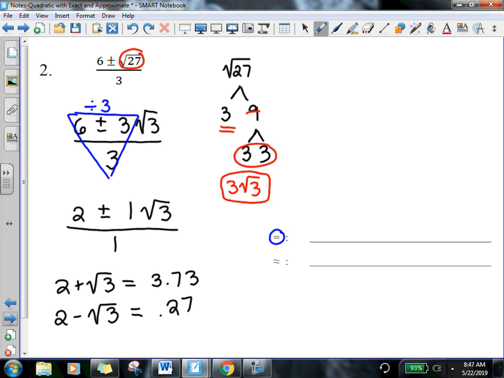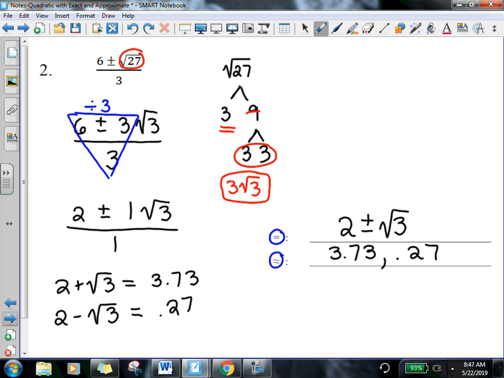So for our exact answer, and I didn't actually mention this on the previous slide, the equal sign, recall, means exact. So this answer is exactly equal to 2 plus or minus the square root of 3. And that's both solutions wrapped up into one. This little symbol is the approximate symbol. And that means we're going to put it into our calculator and see about where that x-intercept would be. So we have 3.73 and 0.27.